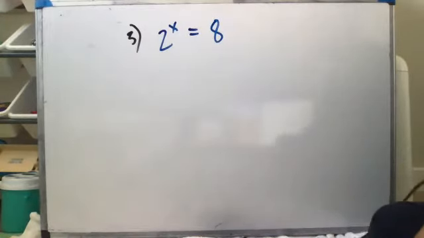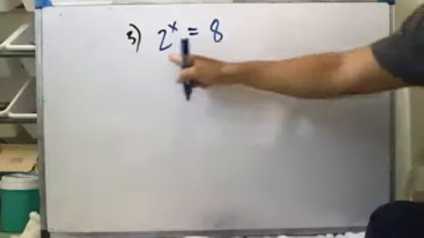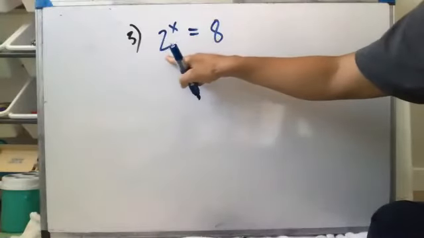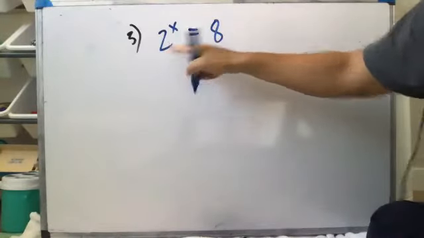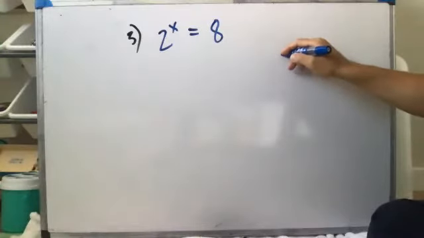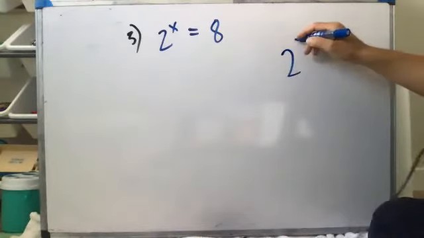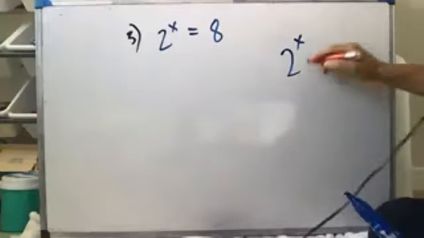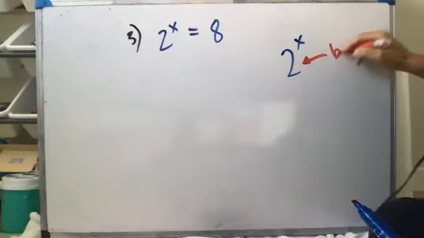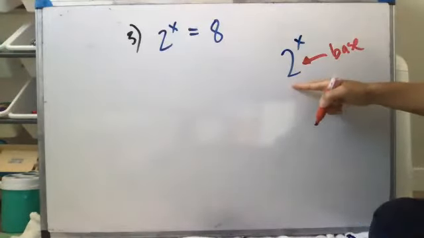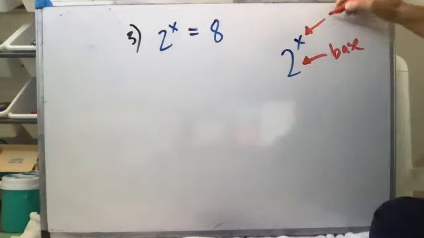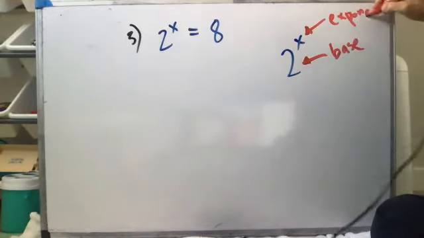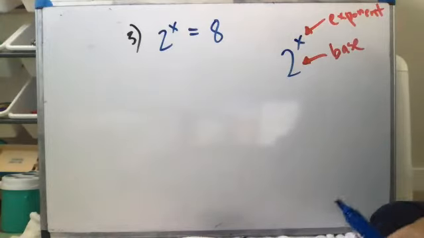So bases being equal means I want to write both of these so that they have the same base. The base is the number that's on the bottom, right? So when you look at some exponential function, this part is called the base, the part on the bottom. And then the top part is called the exponent. So I want to make the bases match up.